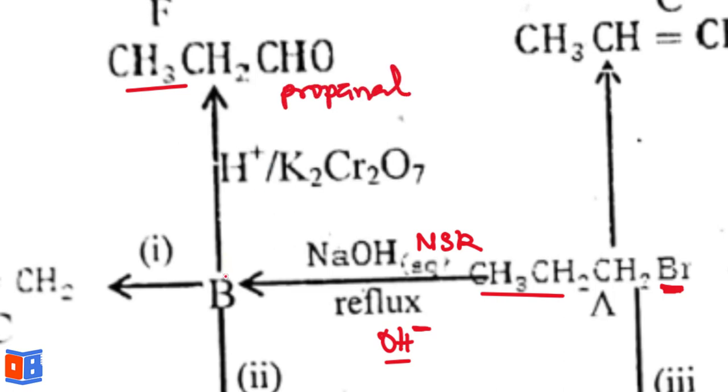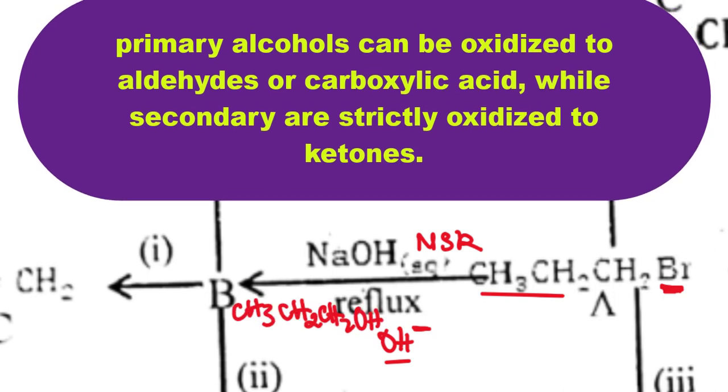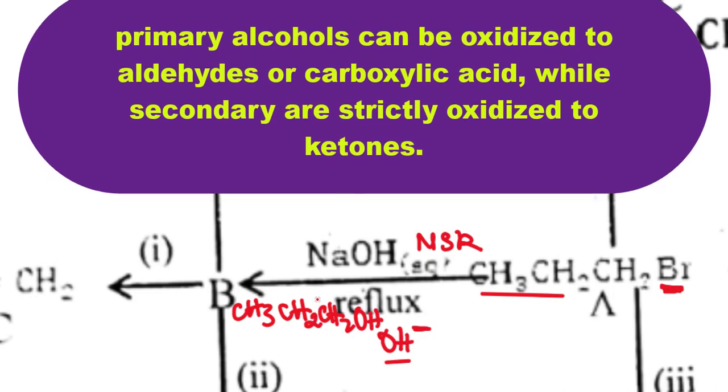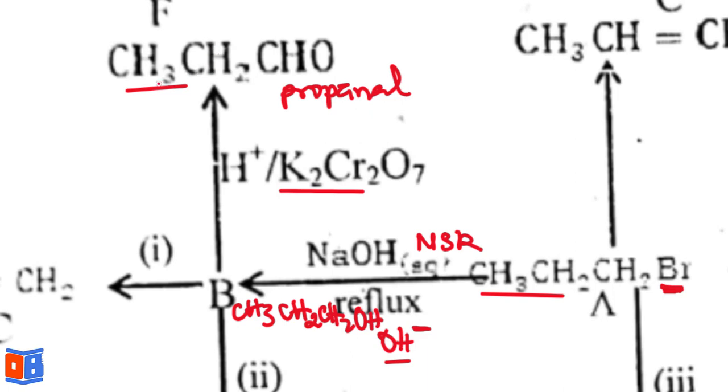So for an alcohol to be converted to propanal, there must have been removal of hydrogen, and removal of hydrogen is oxidation, which is caused by potassium dichromate. So it makes me understand that B is an alcohol, and compound B is a primary alcohol, which can be oxidized to an aldehyde. For secondary alcohols, they are going to be oxidized to ketones. So therefore B is an alcohol. Now we have already identified this one from B, so F is known.